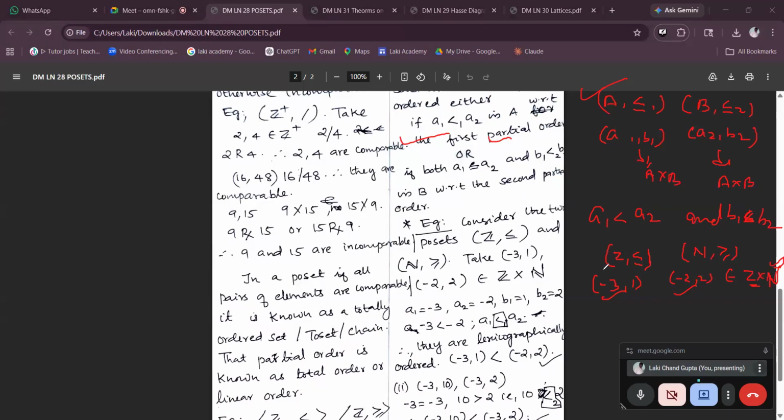Now you can see this A1 is less than what? A2, na? Similarly, B1 is less than B2. This is an AND condition, meaning both conditions must be satisfied. If any one of them fails, then it is not in lexicographic order. But this is what? Lexicographic order. Understood? Yes.